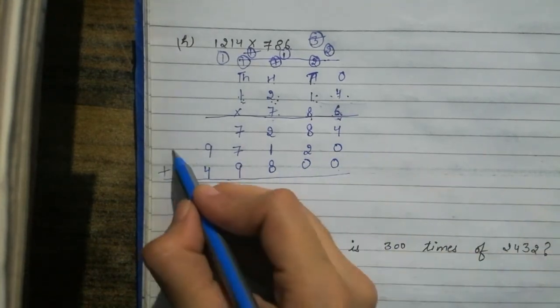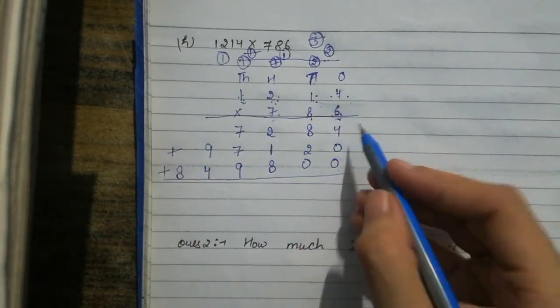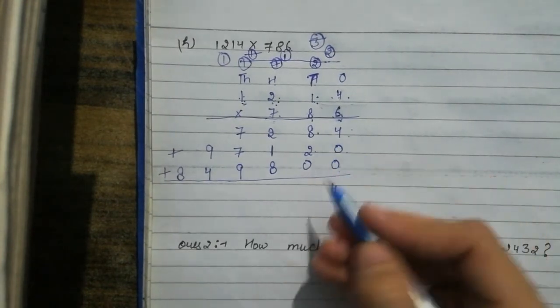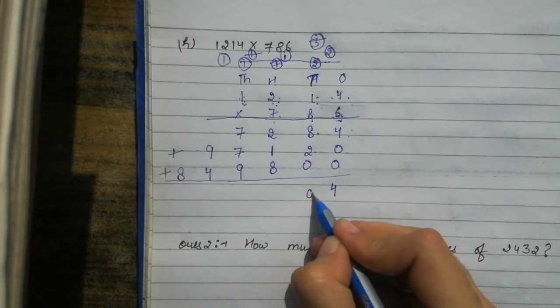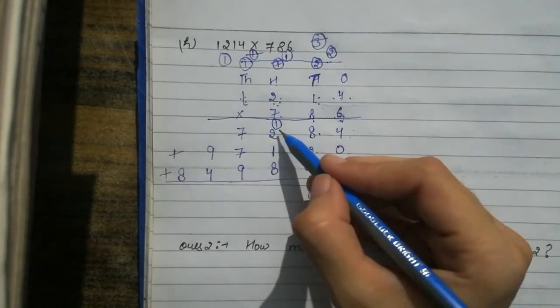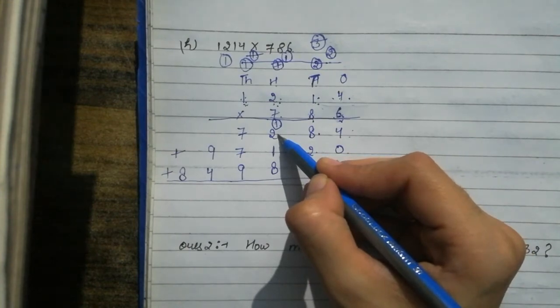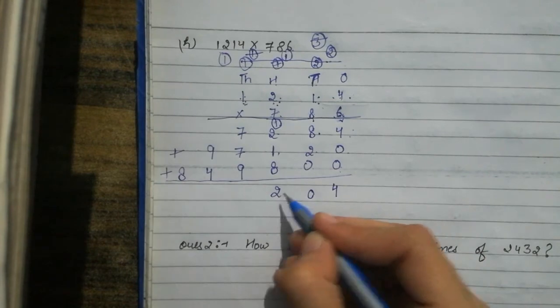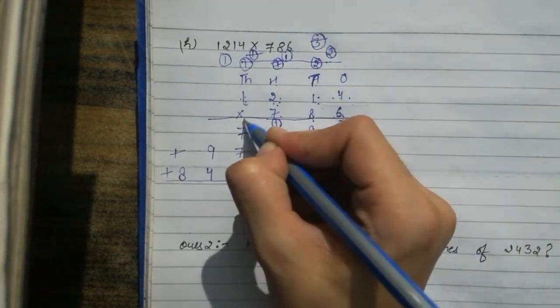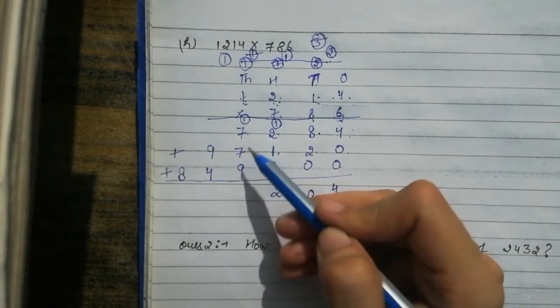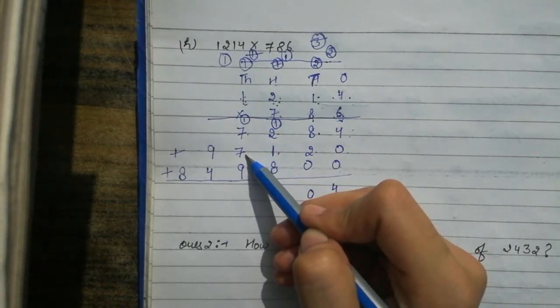Now what we do? We will add these 3. 4 plus 0 plus 0 is 4. 8 plus 2 plus 0 is 10. So write 0 here and 1 will go to carry. 1 plus 2, 3. 3 plus 1, 4. 4 plus 8, 12. So write down 2 here and 1 will go to carry.